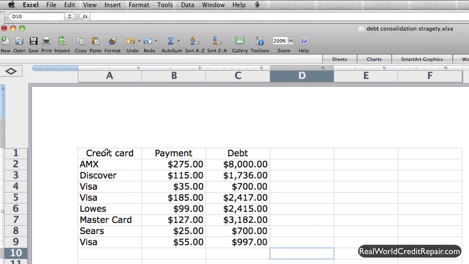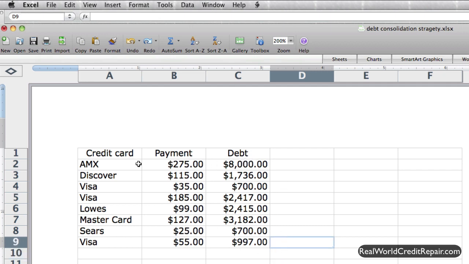Now, what I want you to do at home, if you're following along, is open up and create a basic Excel document, and you're going to create 3 columns: credit card, payment, and debt. And just go through and list all your credit cards, the corresponding payments, and debts.